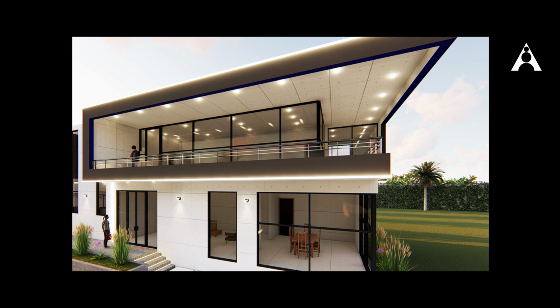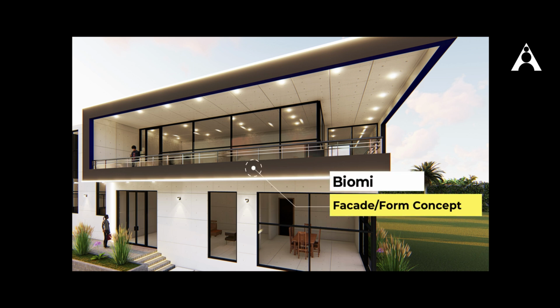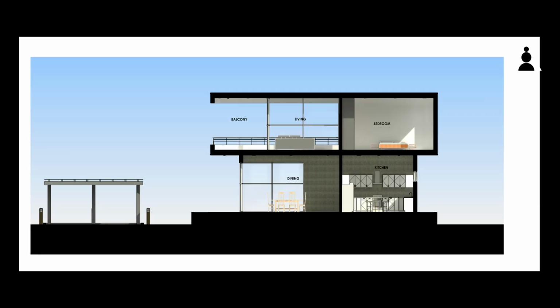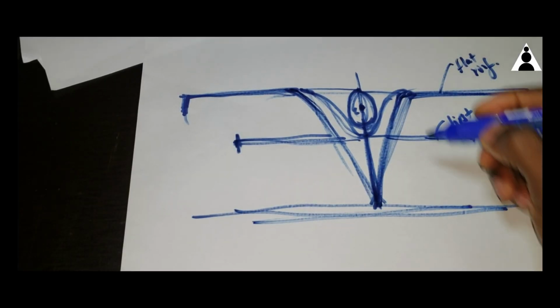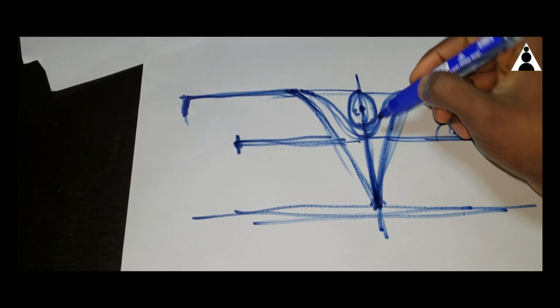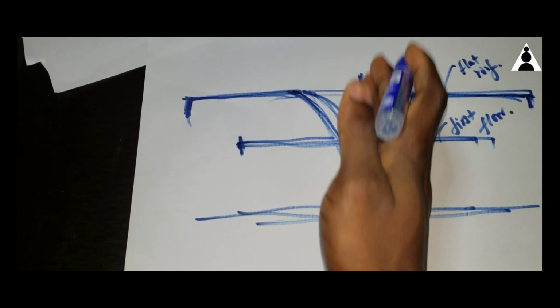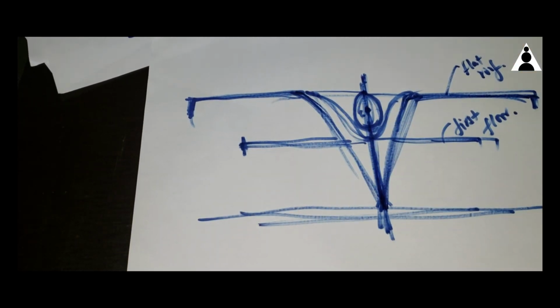And here we see these are the overhangs. This is the first floor. This is the flat roof, the first floor, and this is the ground floor. So this is the core. This wall here, this partition here, that separates the left-hand side of the building from the other side of the building, is the core of this whole structure.